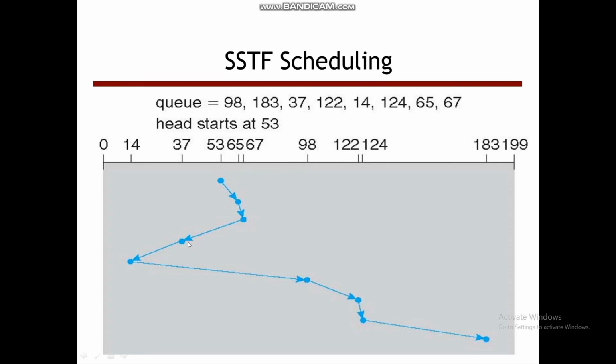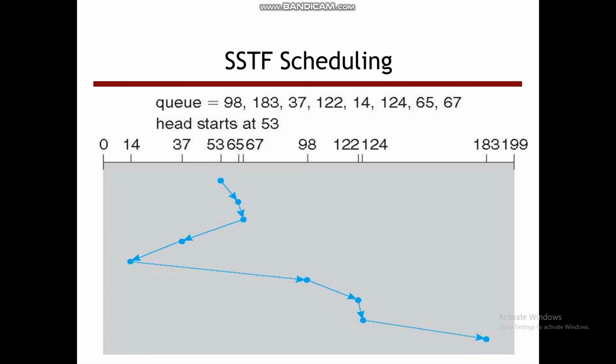And similarly, going from 37, the nearest one will be 14. Once it reaches 14, the next nearest one will be 98, then the next nearest will be 122, and then 124. Here we can see that from 122 to 124 there are only two cylinder movements.